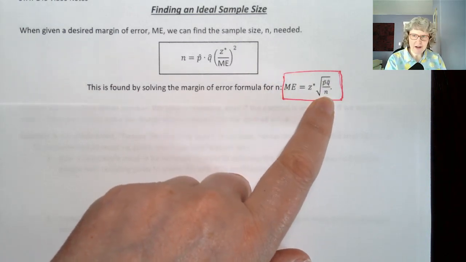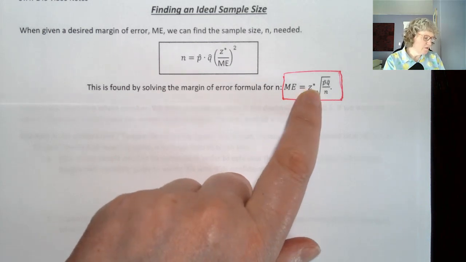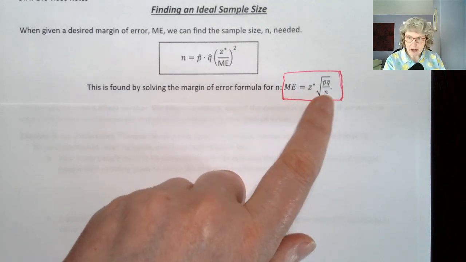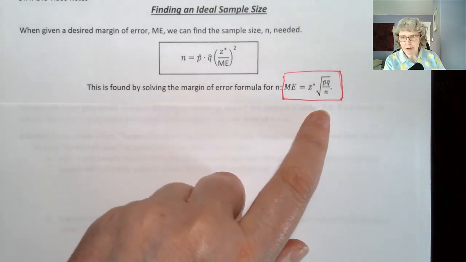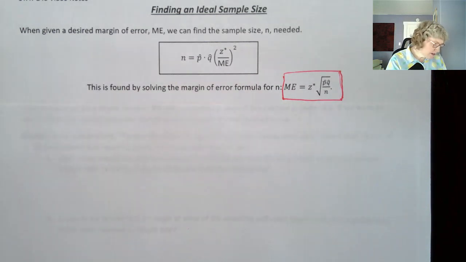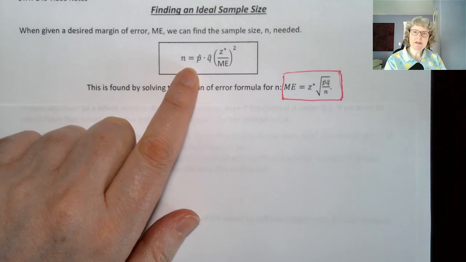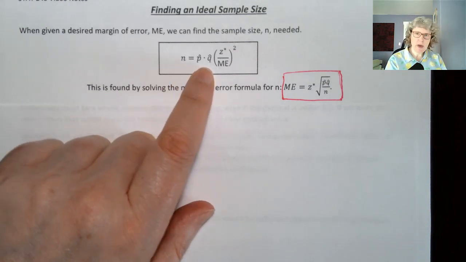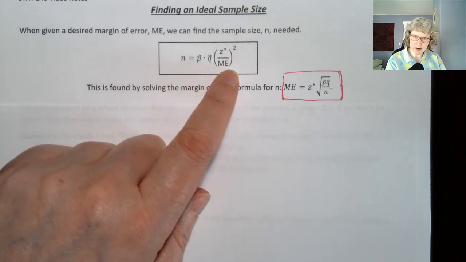N's in the denominator in a square root. First I'd move the Z star over to the other side, square both sides, multiply both sides by N, and then divide by whatever's remaining next to the N. When you do that, you come up with this formula: N equals P hat times Q hat times the quantity Z over the margin of error, squared.